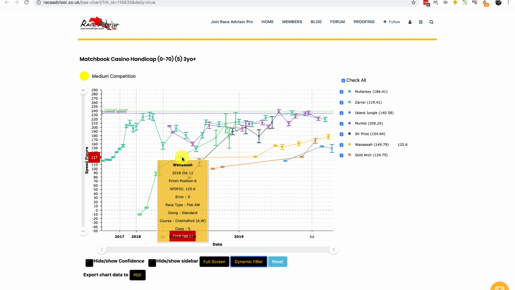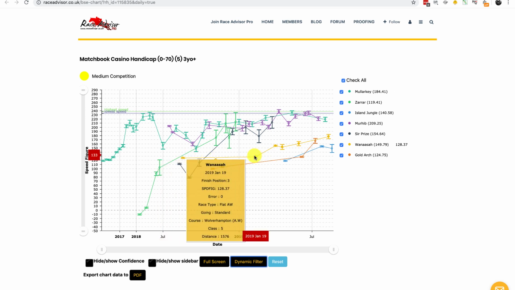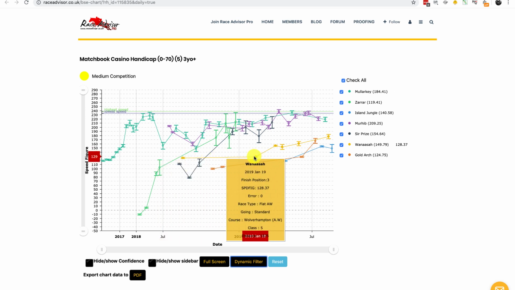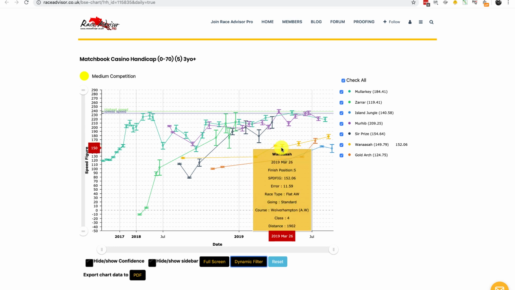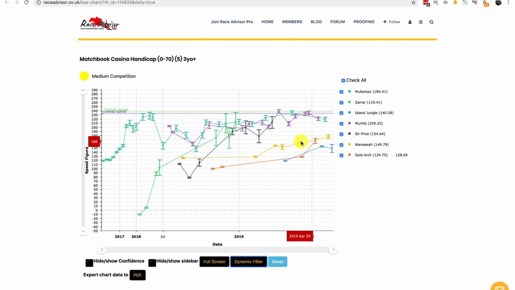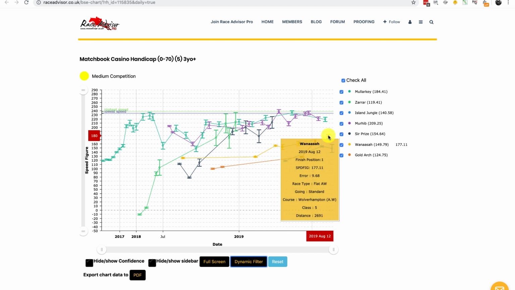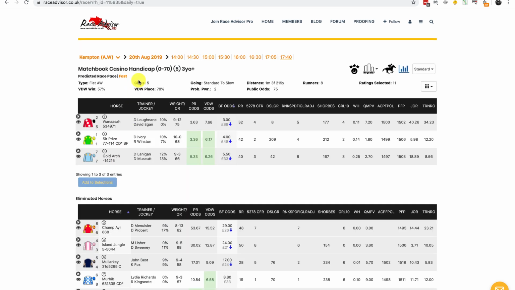I mean, we've got a position of 6 back then. Earlier this year, a Class 5, third position, 128, but the speed figures over these are all pretty slow, even over the longer distances. And today's class is a Class 5.